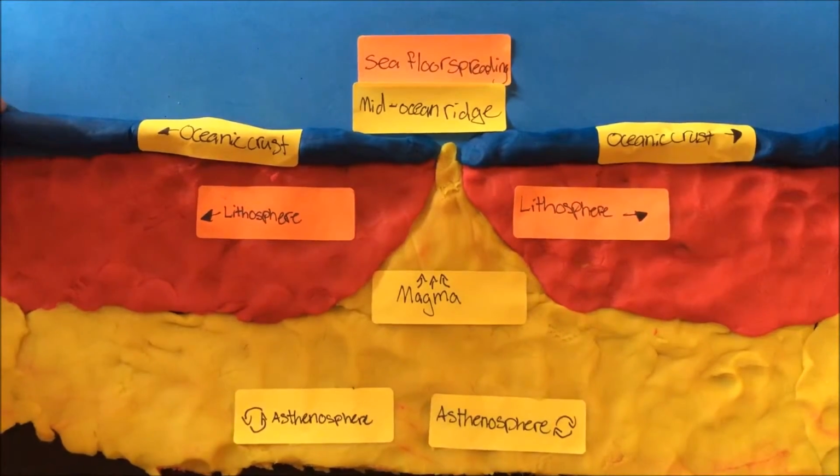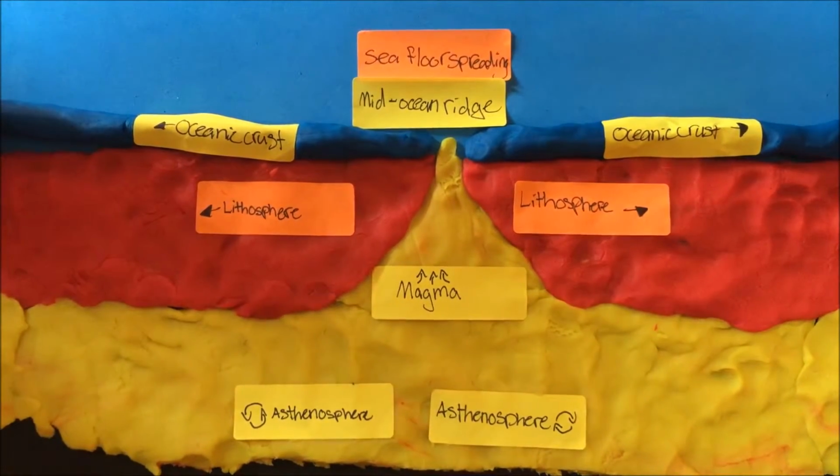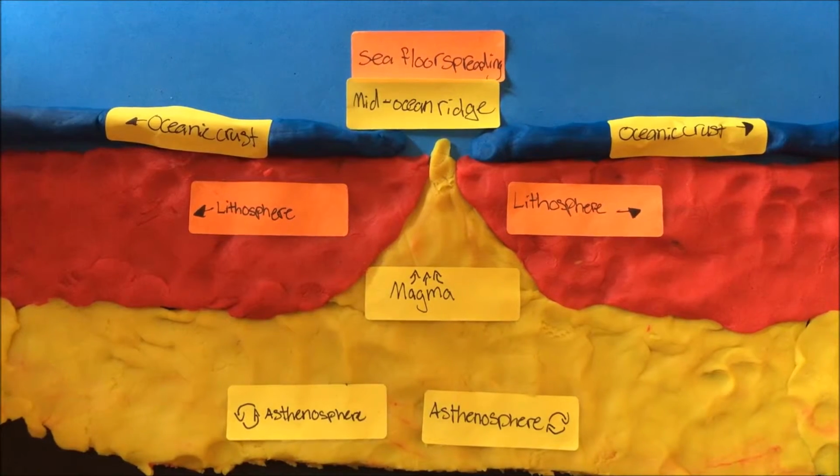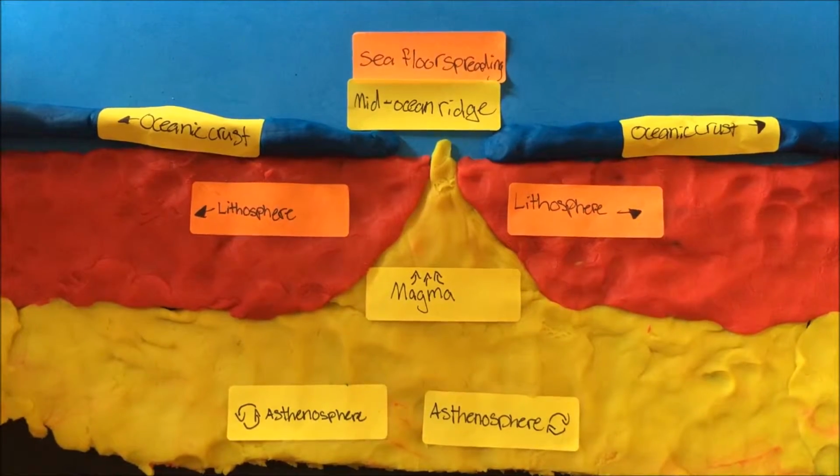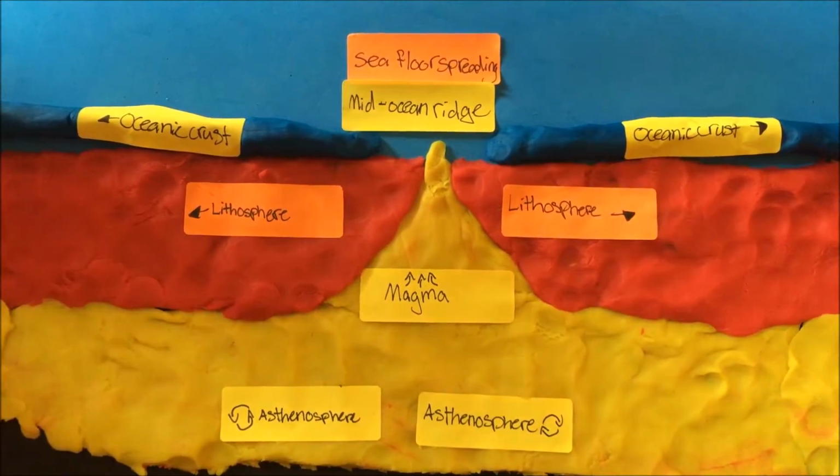Divergent boundary. Oceanic and oceanic. When an oceanic plate spreads apart from another oceanic plate, it is called seafloor spreading. This movement also creates a mid-ocean ridge.